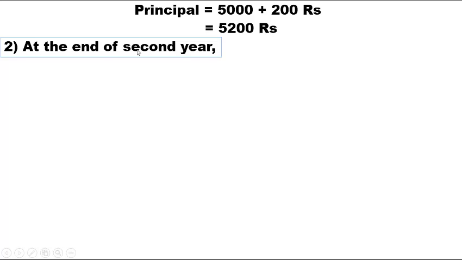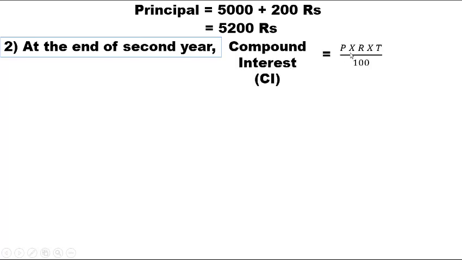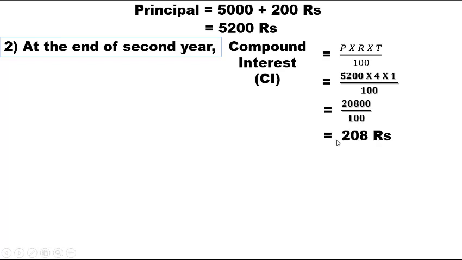At the end of the second year, interest is equal to P into R into T divided by 100. Here the principal is 5200 rupees, so 5200 into 4 into 1 divided by 100 is equal to 20,800 rupees divided by 100, which is equal to 208.